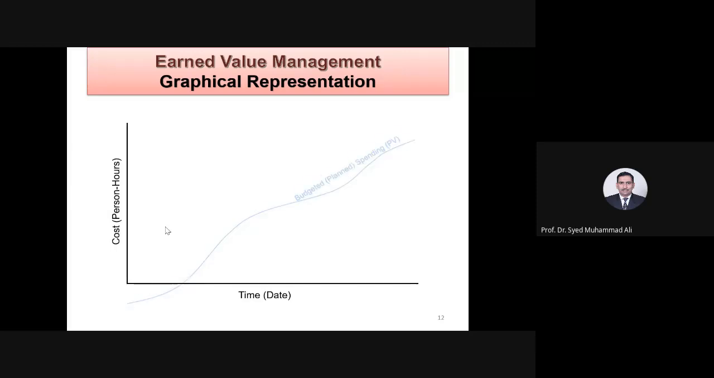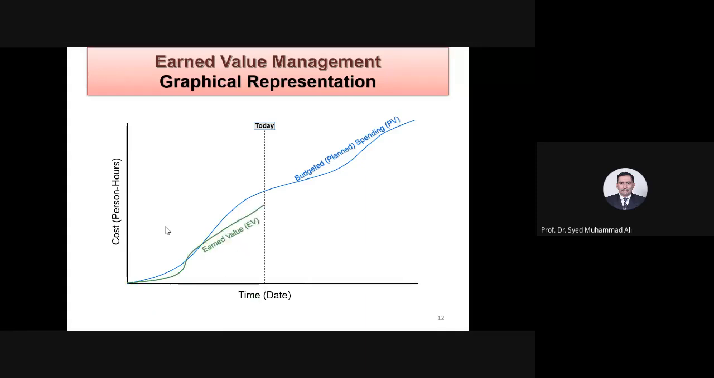Now let's see it from another way. This is your budgeted, your planned PV. This is day X, today, 8th of June. This is your earned value. As per the project plan, you are somehow behind, as we just saw in the example. But in reality, the cost spending is more because taxes are increased, fuel cost is more, there are slippages, delays, etc. So actual spending is more.